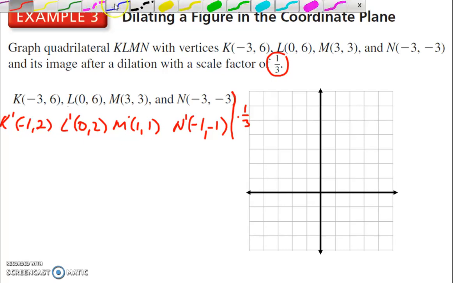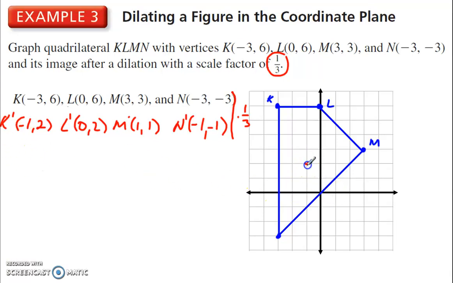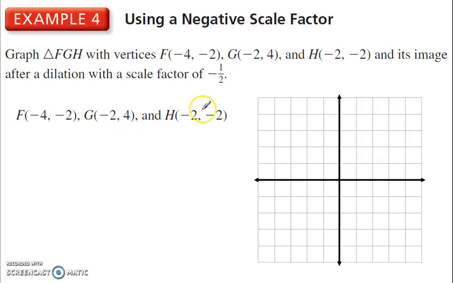All right, so let's draw our original. Okay, so there's our original shape, and then our new shape. K prime is at negative 1 and 2. L prime is at 0 and 2. L prime, 1 and 1. This is M prime, and then negative 1 and 1, N prime. There we go. There's a dilation by a fraction. Notice it got smaller in this case. Slopes are still the same.